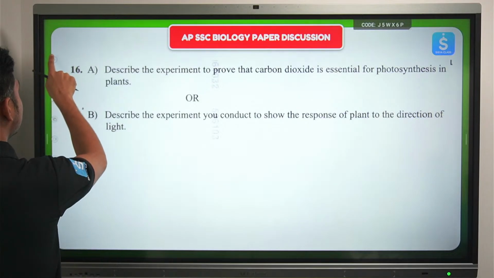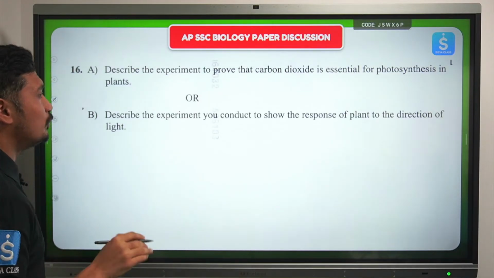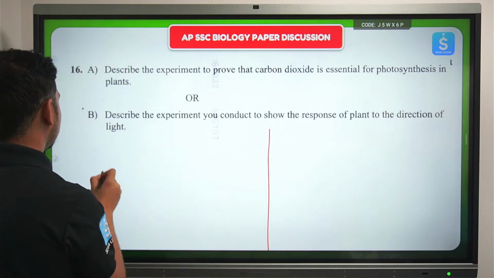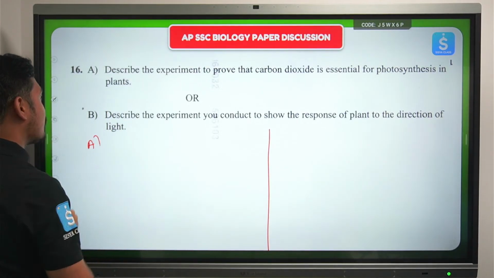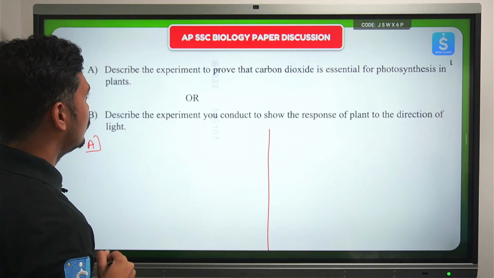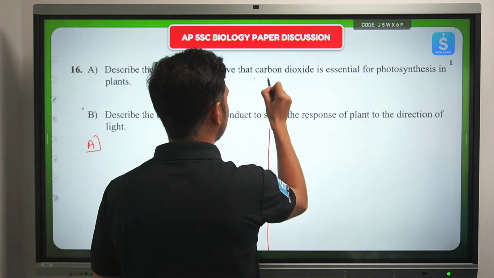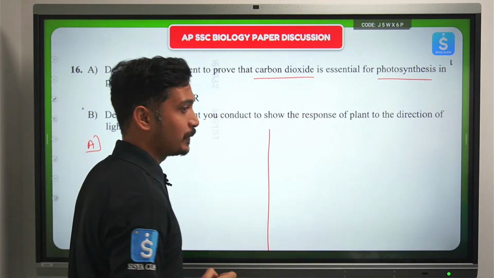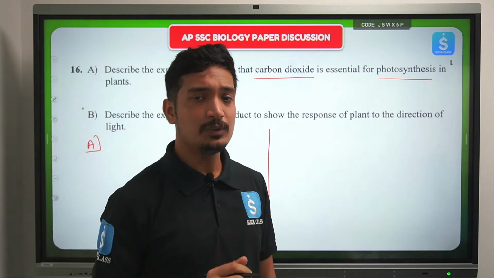Let me see if we have an empty slide. No, no worries. Fine. So we'll divide this, and first we'll solve A over here. When we have A, we want to prove that carbon dioxide is necessary for photosynthesis to take place.